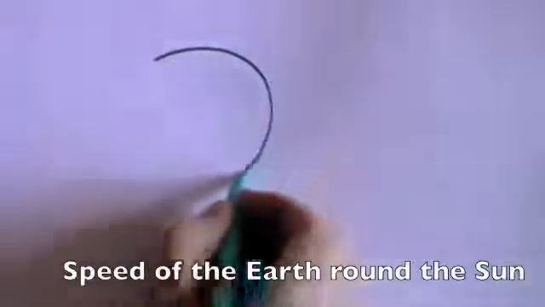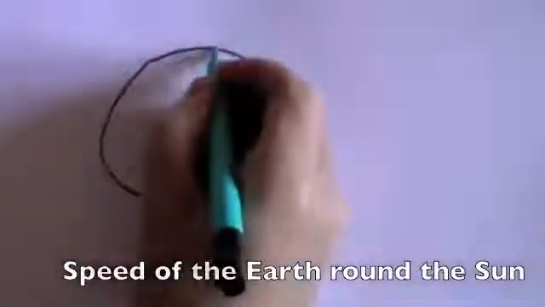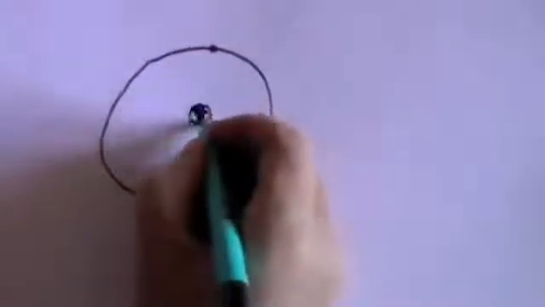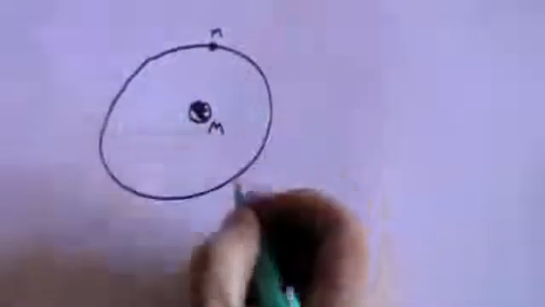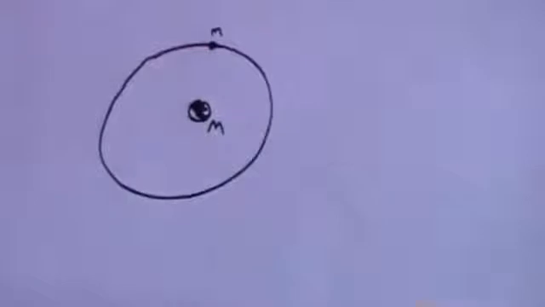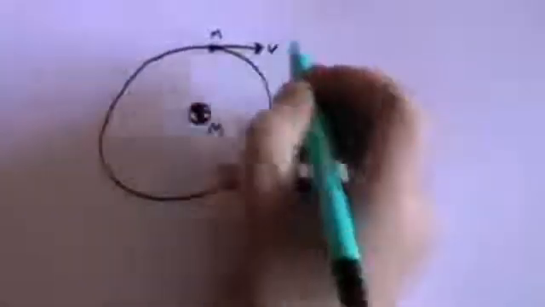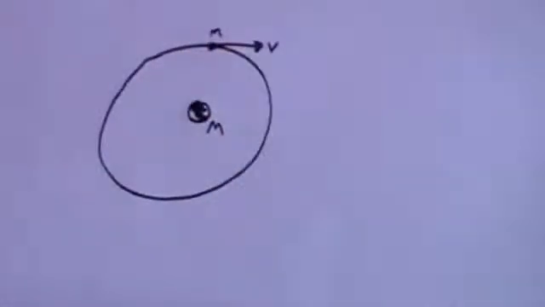And the final example I'm going to do today is to try and find the speed with which the Earth travels around the Sun. Here's the Sun, here's the Earth. The Earth has mass little m, the Sun has mass capital M, and we want to find, as it were, the orbital speed v with which the Earth travels around the Sun. We're going to assume that the Earth travels in a circle. As I said before, it's actually an ellipse, but it's nearly a circle, so we can make this an approximation.